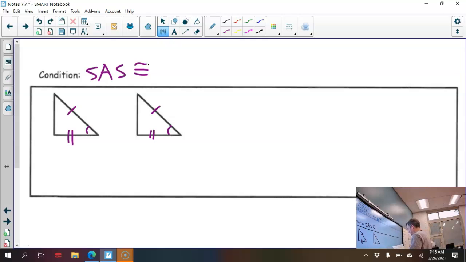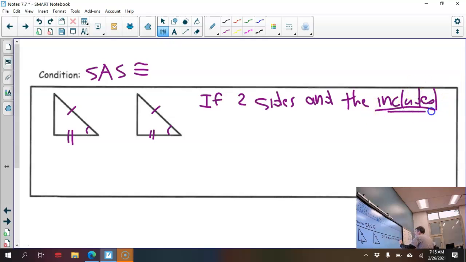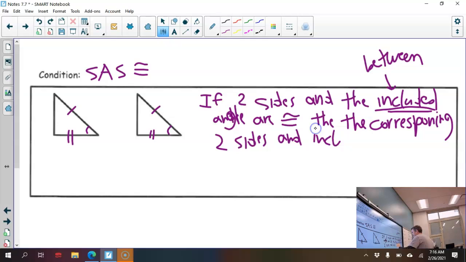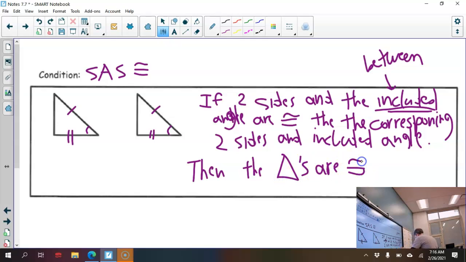Then the triangles would be congruent, which is to say, if 2 sides and the included, remember what the word included means. Included means between. If the 2 sides and the included angle are congruent to the corresponding 2 sides and included angle, then the triangles are congruent. And again, there are 3 parts equal to 3 parts.